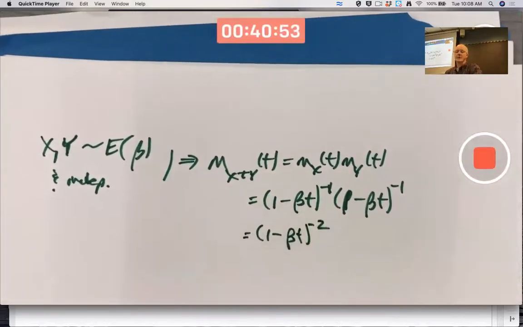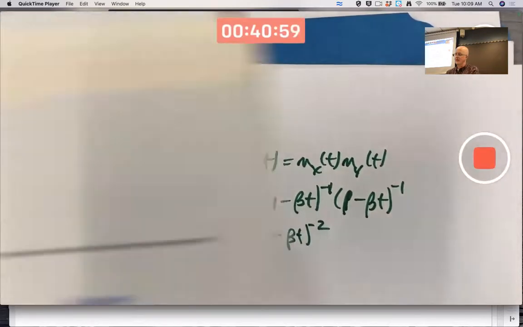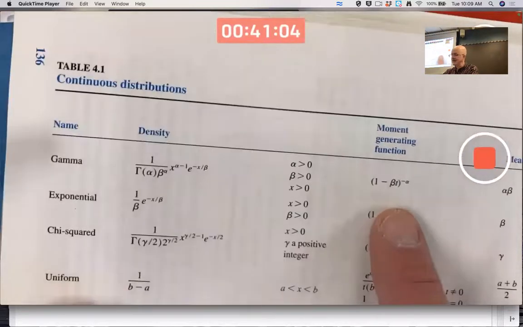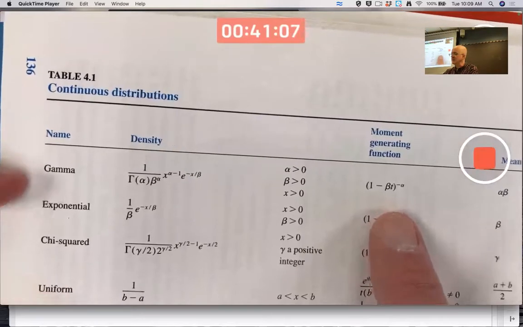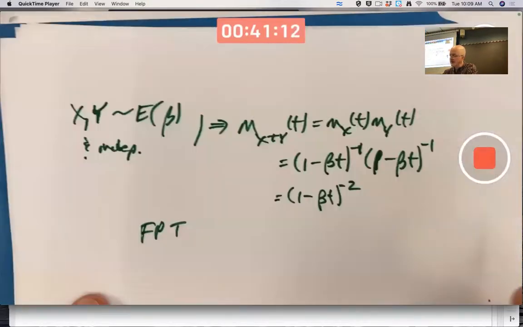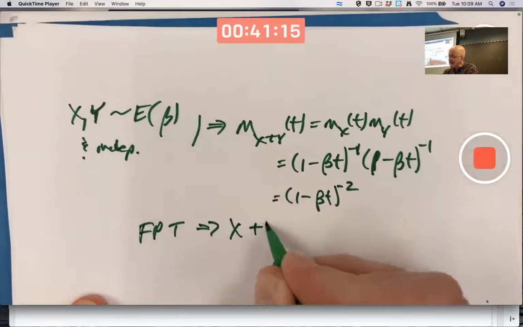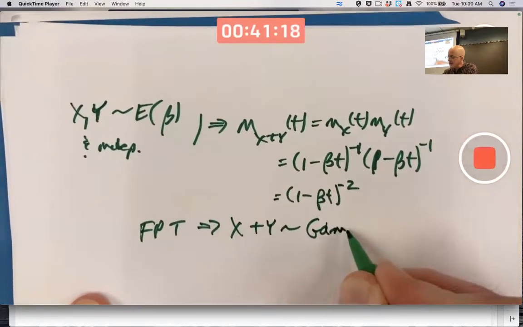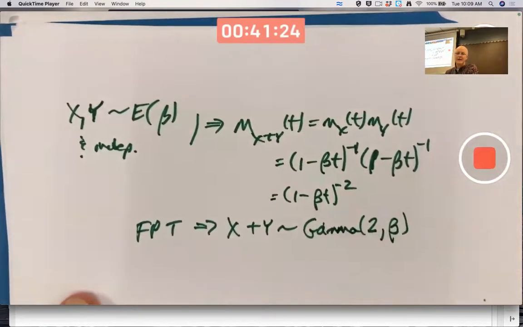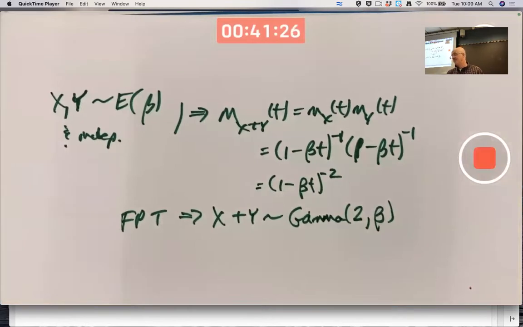And there's the moment generating function of their product, which is not exponential because it's not a negative 1 power. But it does fit this one. Alpha is 2, and that's gamma. So it's a gamma distribution by the fingerprint theorem. X plus Y is gamma, not with any old alpha, but with alpha equal to 2. And beta is the same beta as before. So that's definitely the easiest way to go to figure out the distribution of X plus Y.